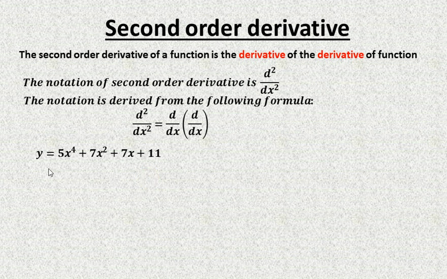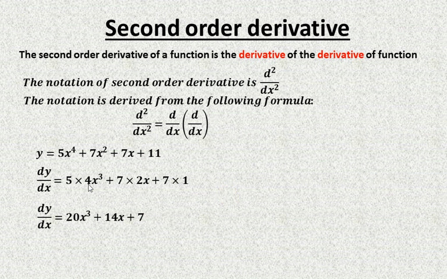The first one: y equals 5x power 4 plus 7x square plus 7x plus 11. First we differentiate y with respect to x. What is the derivative of y? dy by dx is equal to 5 times the derivative of x raised to 4, which is 4x cube. Then the derivative of x square is 2x, the derivative of x is 1, and the derivative of 11 is 0.